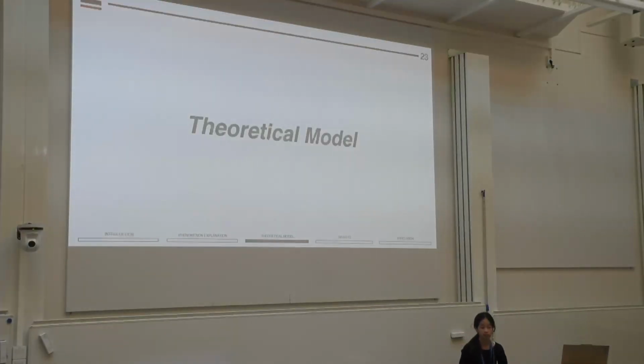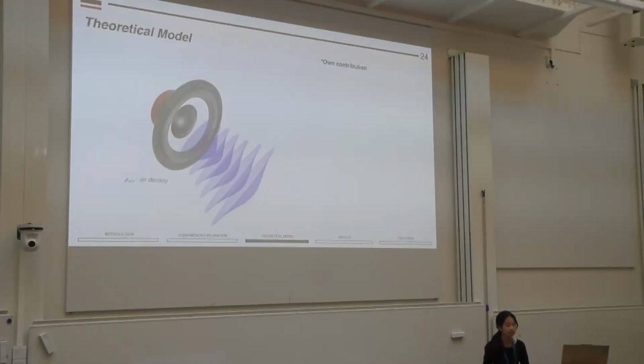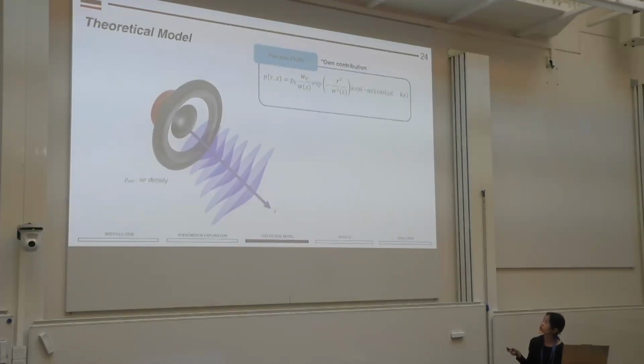Now, on to our theoretical model. In our theoretical model, this is a speaker which induces sound along its propagating axis. This sound can be modeled utilizing the pressure profile equation, in which the first term captures the beam divergence, the second captures the Gaussian profile, the third captures the dissipation of sound energy along its propagating axis, and the last models the wave using the cosine wave.